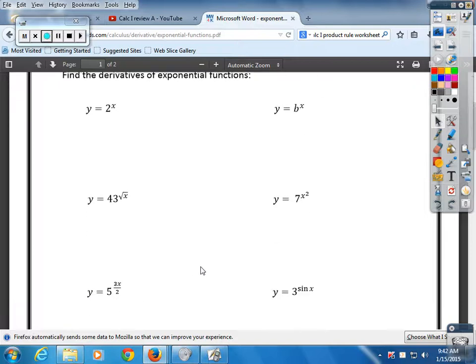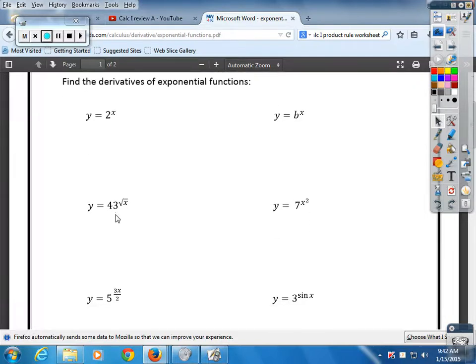All right, let's do an exponent. Let's do that one right there. 43 to the square root of x. Find the derivative. That'll be our last one for today. 43 to the square root of x as the exponent.